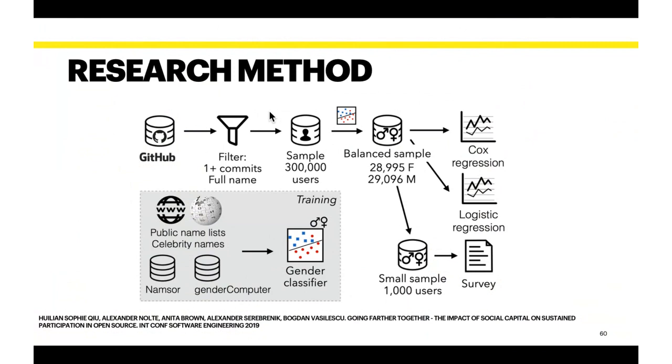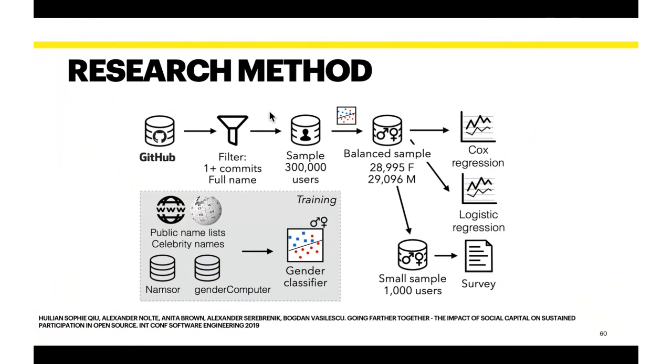Specifically, we used a tool which guessed, with also concerns related to this guessing, the gender of those users based on their names. Then we collected a balanced sample of almost 30,000 women and almost 30,000 men and all their projects. Using this sample, we conducted statistical modeling, both Cox regression and logistic regression. On top of this, we also created a small sample of 1,000 users that we surveyed.